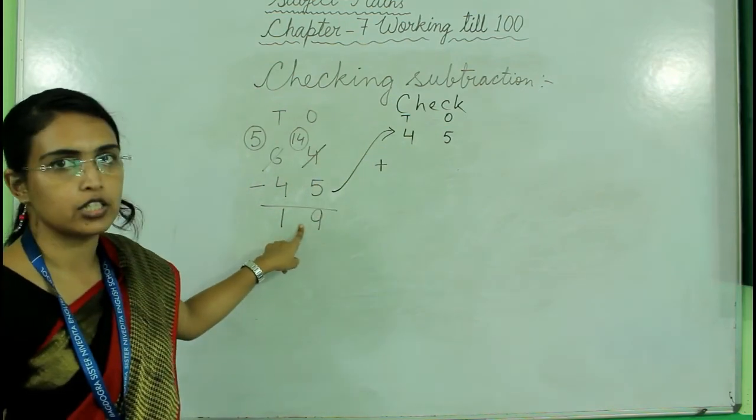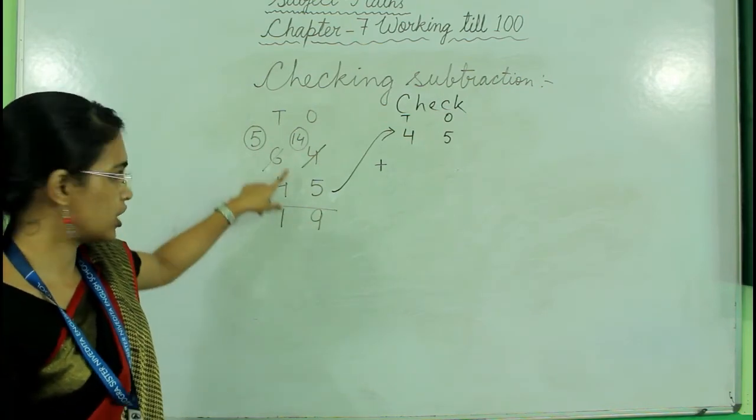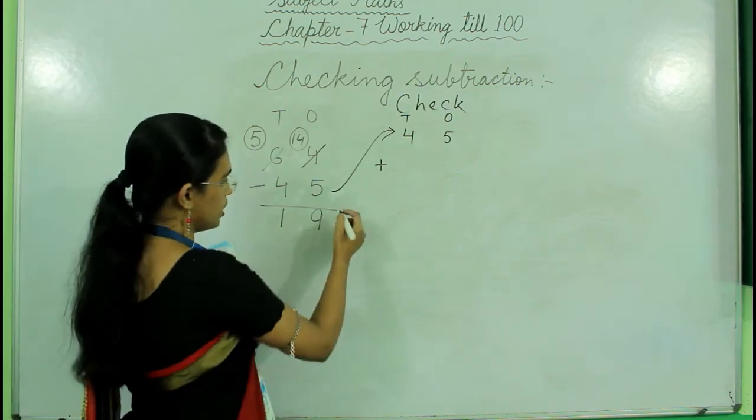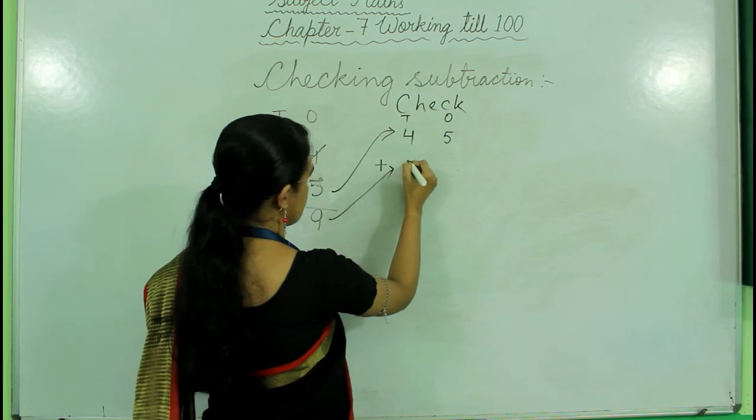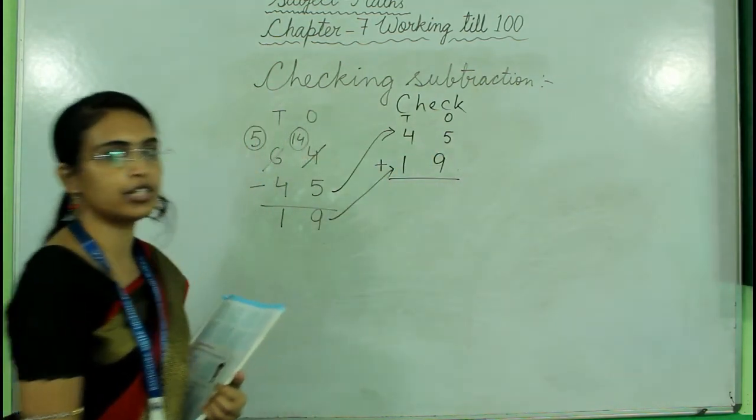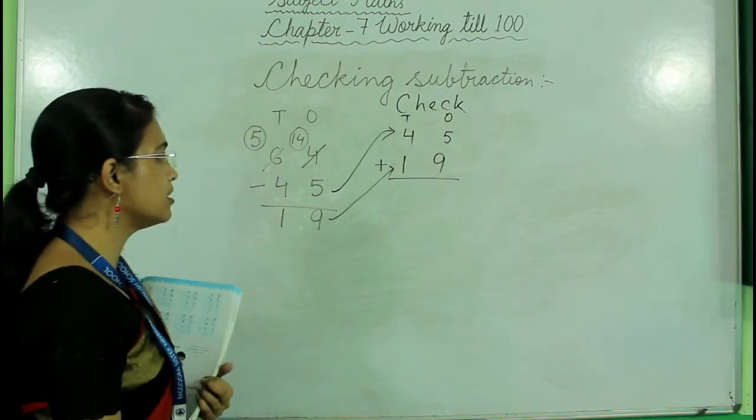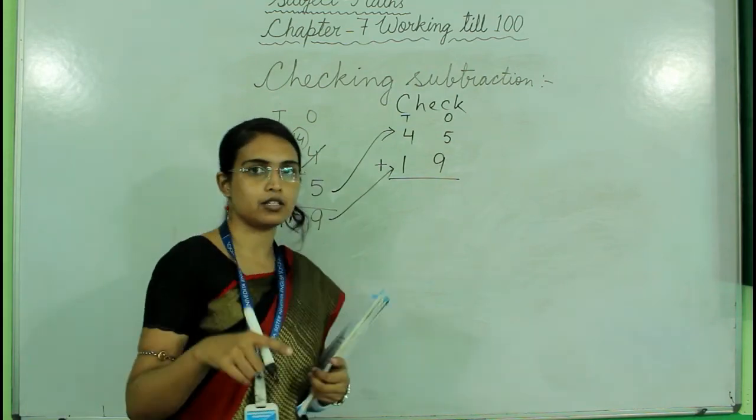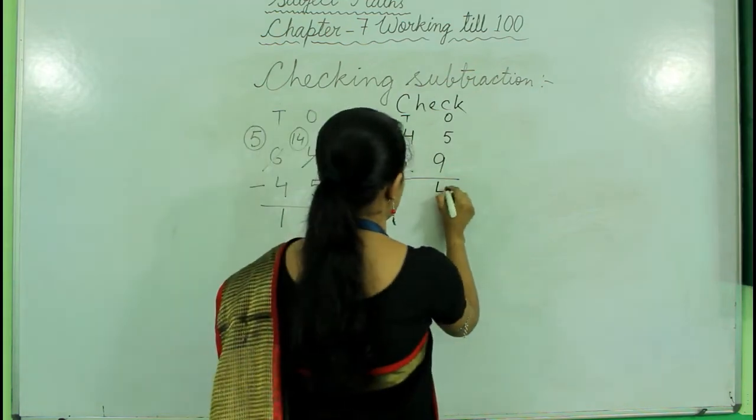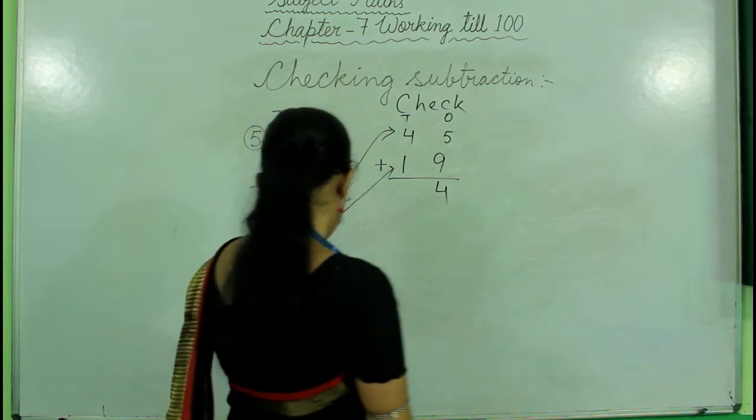Then you have to put this number, the answer which came when we subtracted these numbers. This answer we put in this place. Then what do we have to do? We have to add this. So 9 and 5: 9 plus 5, 6, 7, 8, 9, 14. So write here 4. Then 4 plus 1 is 5.